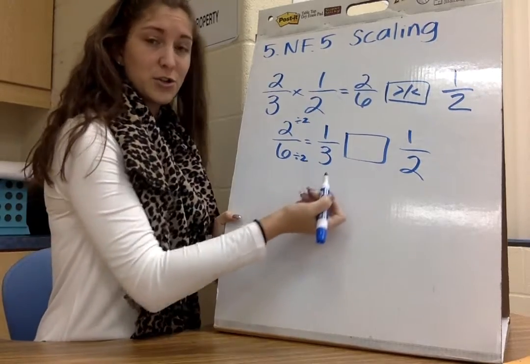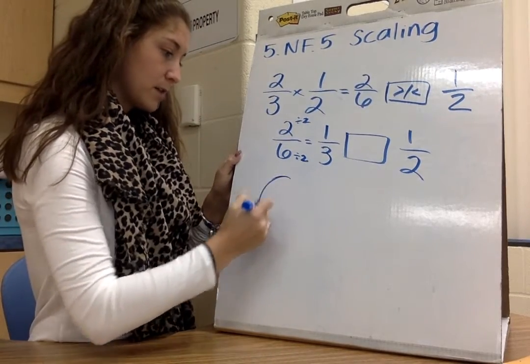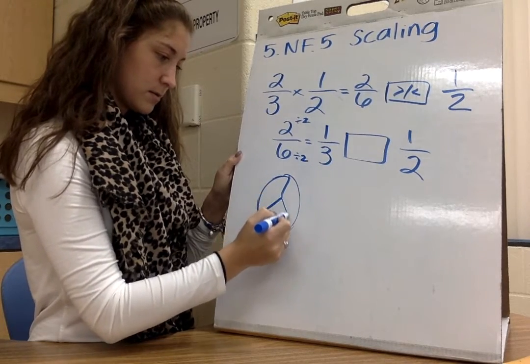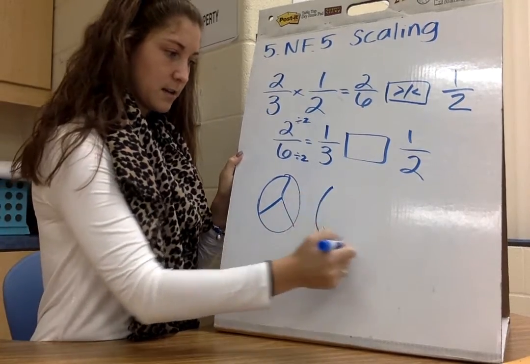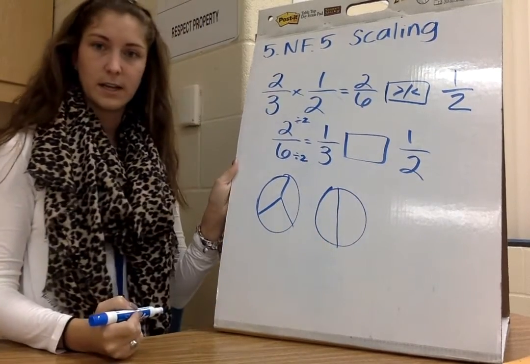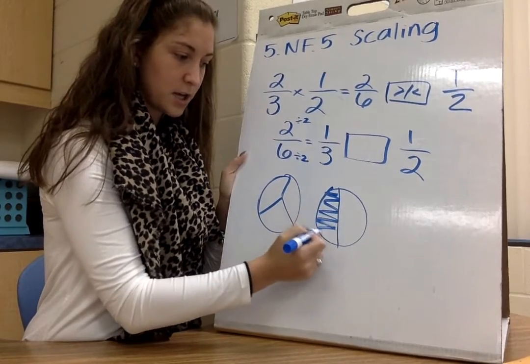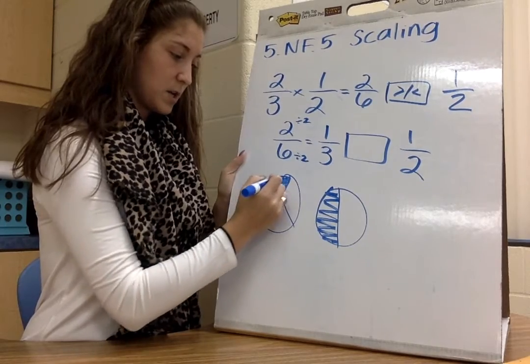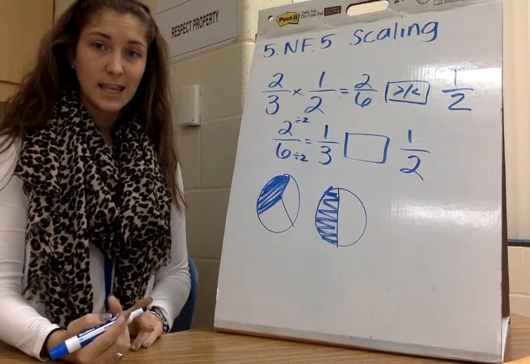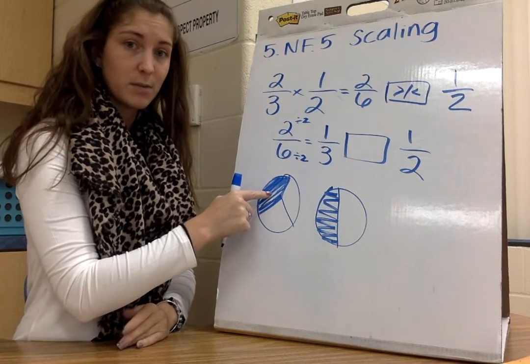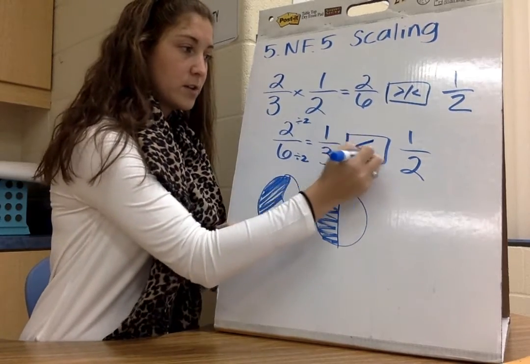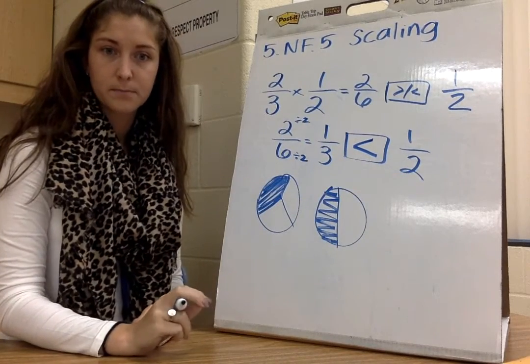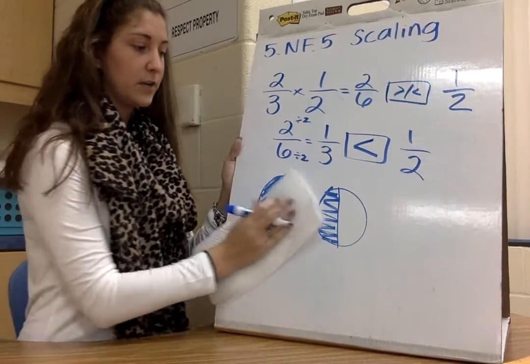Well, I can draw a picture to show these two things out. So if I draw a picture of 1/3 like this, and a picture of 1/2 like this, if I shade in a half, I'm just going to shade in half of the circle. If I shade in a third, I'm just going to shade in one of these pieces. So, looking at this, 1/3 appears to be much smaller than 1/2. So therefore, 1/3 is less than 1/2. Now, let's look at a different kind of problem.